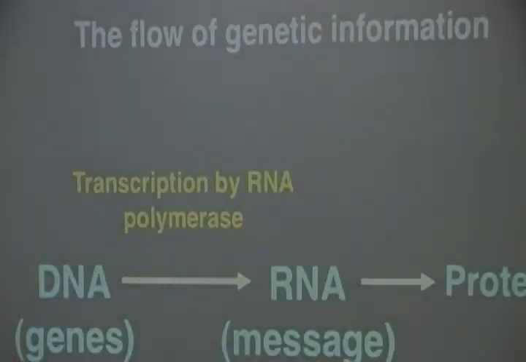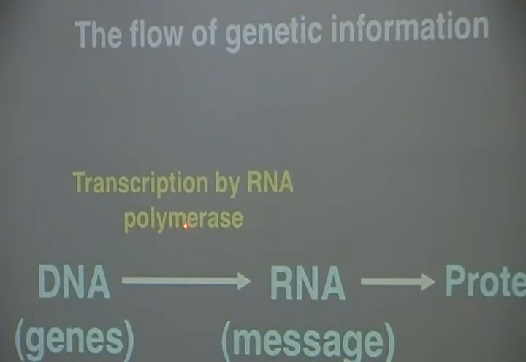The RNA is made by a protein or an enzyme called RNA polymerase. It makes the long RNA polymer.